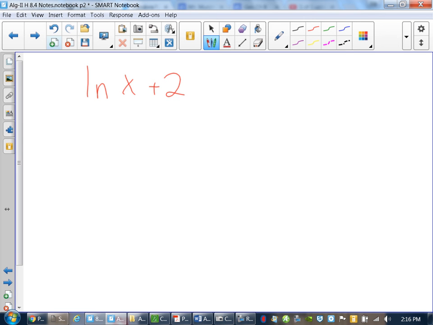Natural log of x plus 2, minus 2, e squared. All right, so in this case, we have to remember what natural log stands for: log base e. So this is the same thing as saying log base e of x plus 2. What's my h? So it is 0. I have a vertical asymptote at 0.